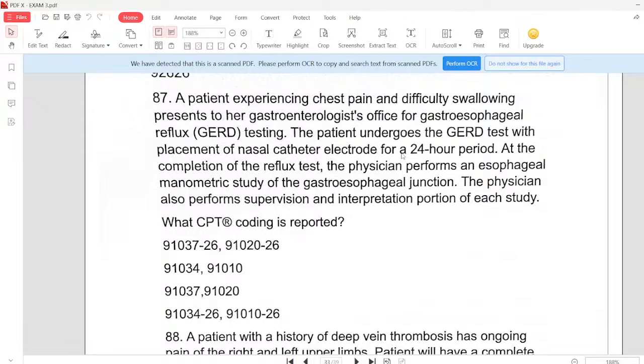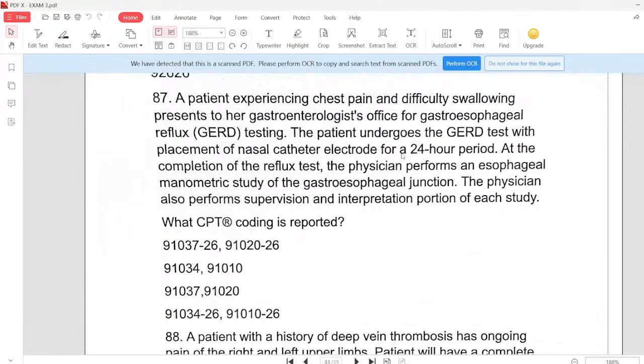What will be the answer? The patient undergoes 24 hours completion of the study. So you have to take option D as the right code here. D, the last one, is the correct answer. Check the code: 91034 modifier 26, 91010 modifier 26 is the correct answer.